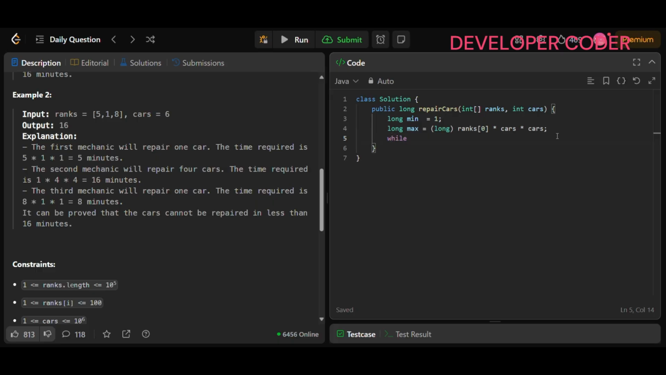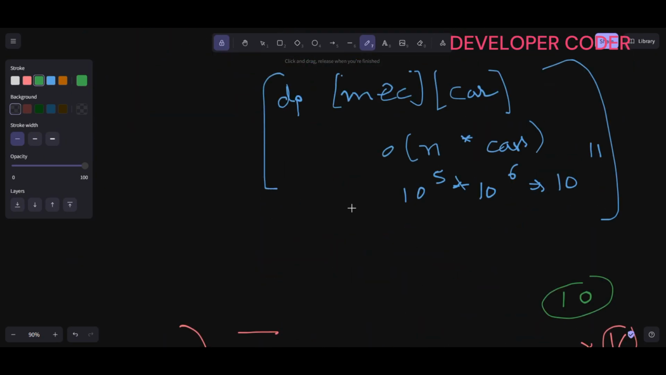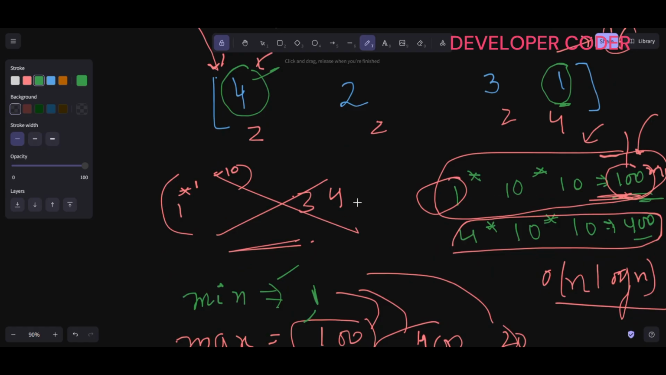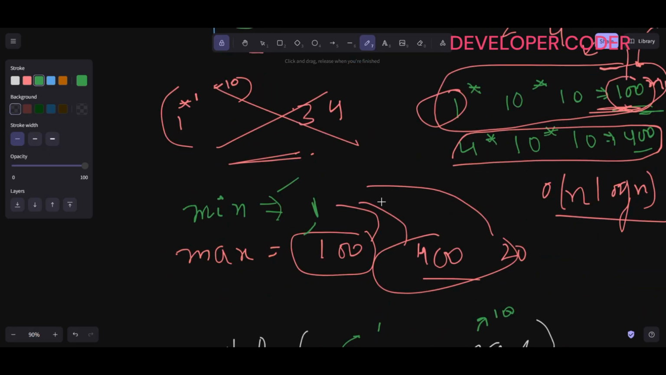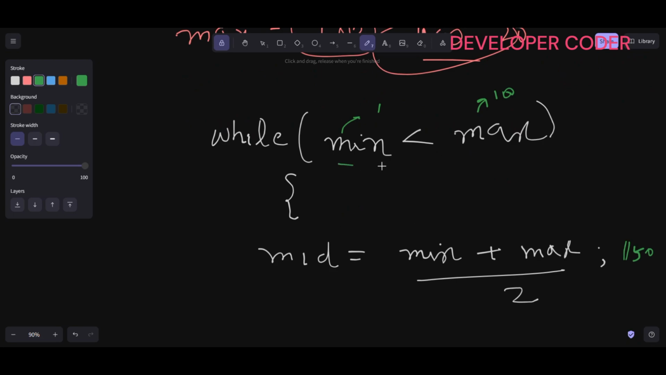So while min is less than max. Now here many people ask why we are writing min less than max, or when we should write min less than equal to max. So actually you don't have to worry about this. Just try to solve this question on paper first and see, will we get the perfect answer with min less than max, or not.